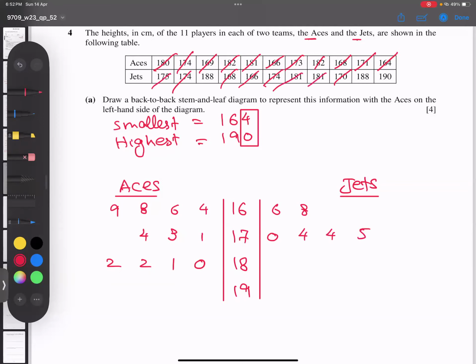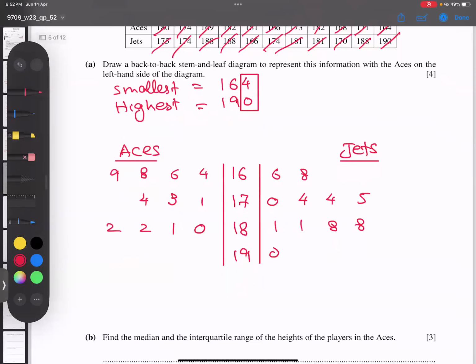Now 80, 81, 81, 88, 88. So 1188. And with 80, nothing. Now 90. So 0 here. And I believe this part is very clear. So this is okay. Now we write the key.